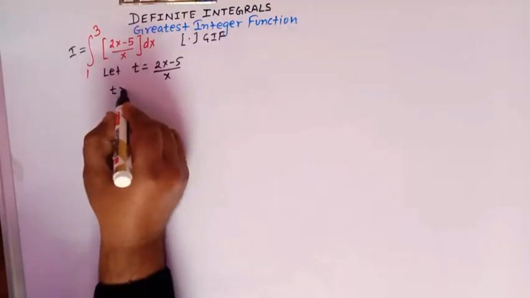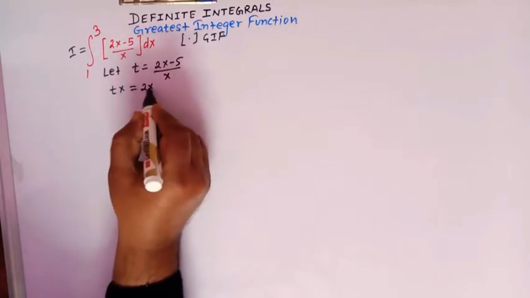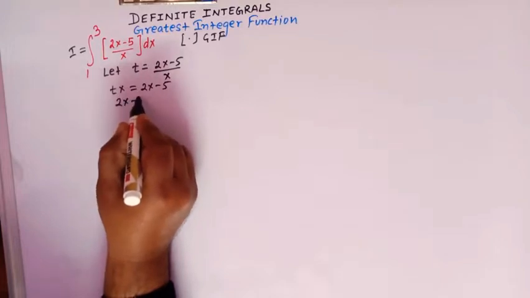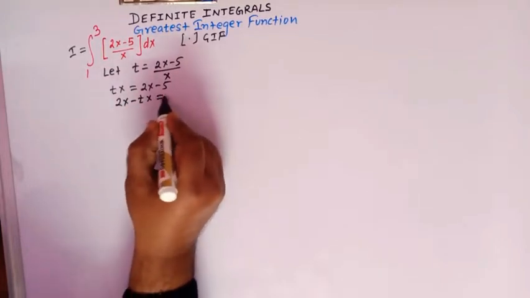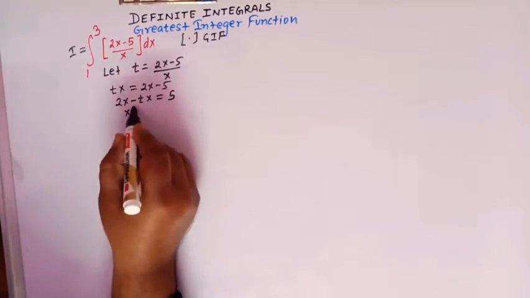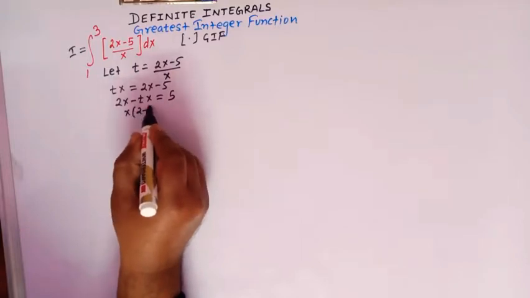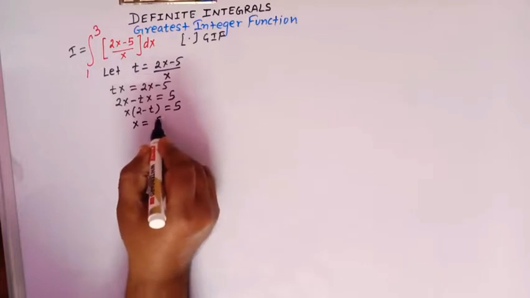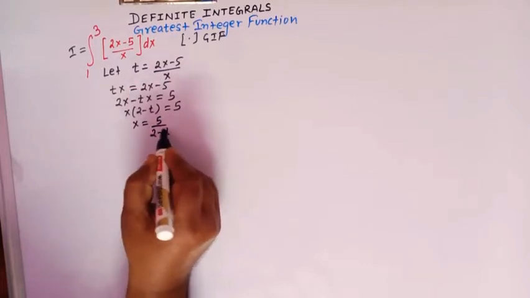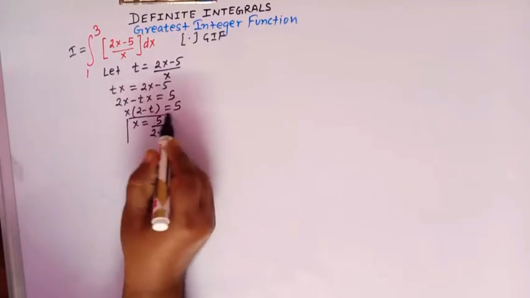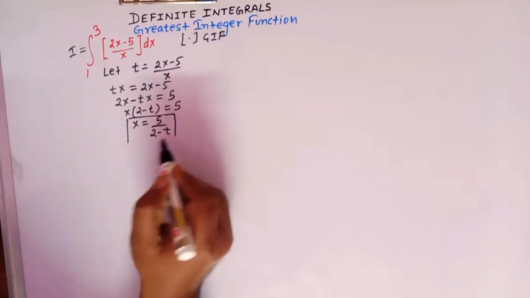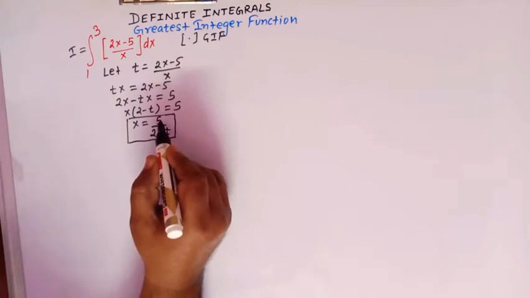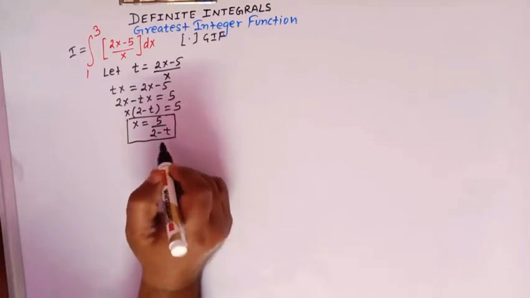So we have tx equal to 2x minus 5, and we can write it as 2x minus tx equal to 5. So x times (2 minus t) is equal to 5. So x is 5 over (2 minus t). This is one important result.